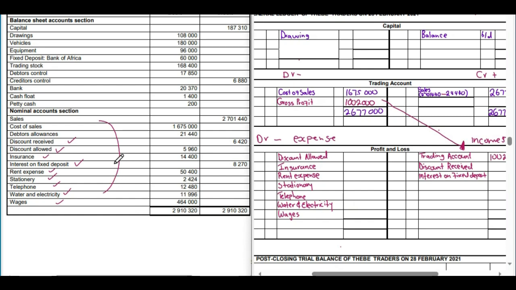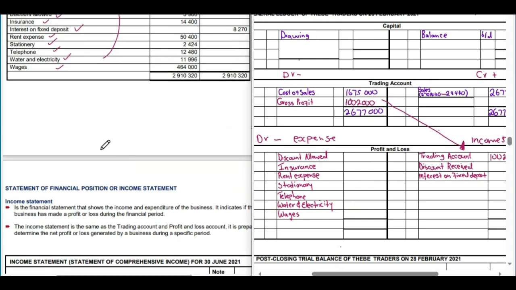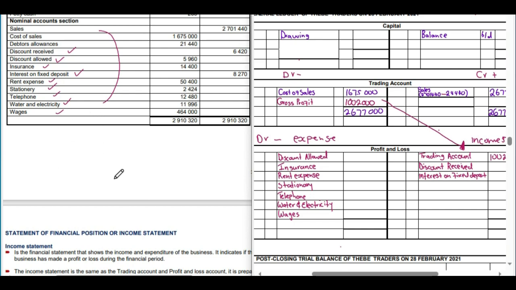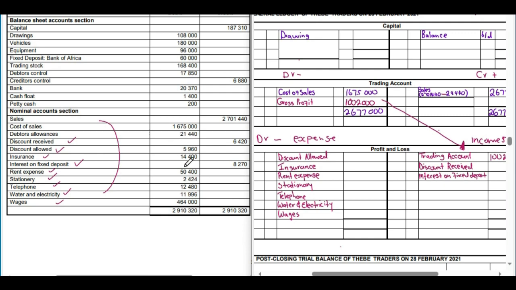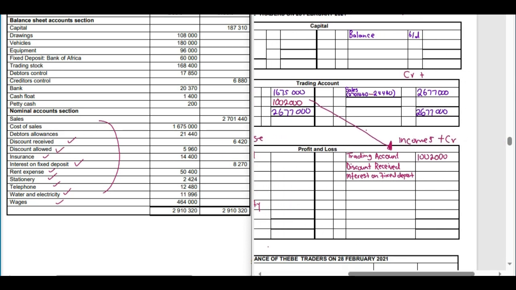And then now guys, let's go to our step number 2, which is adjustment. We see that we don't have step number 2 adjustment, so we are just going to copy and paste. We are going to take all these amounts from our trial balance and record them under our profit and loss. So let's start with our credit side, which is incomes. We have discount received of 6,420, and then also our interest on fixed deposit of 8,270.